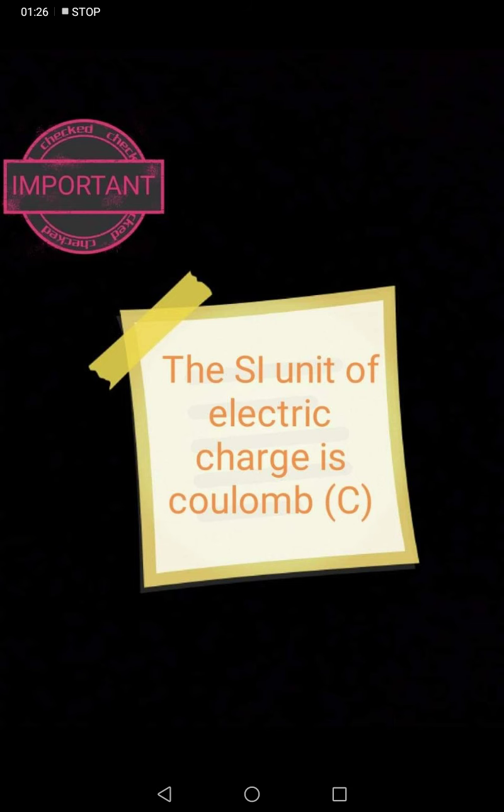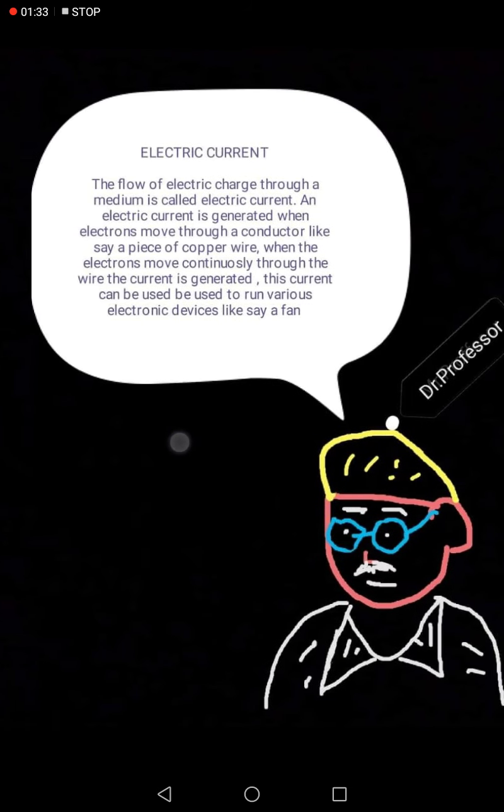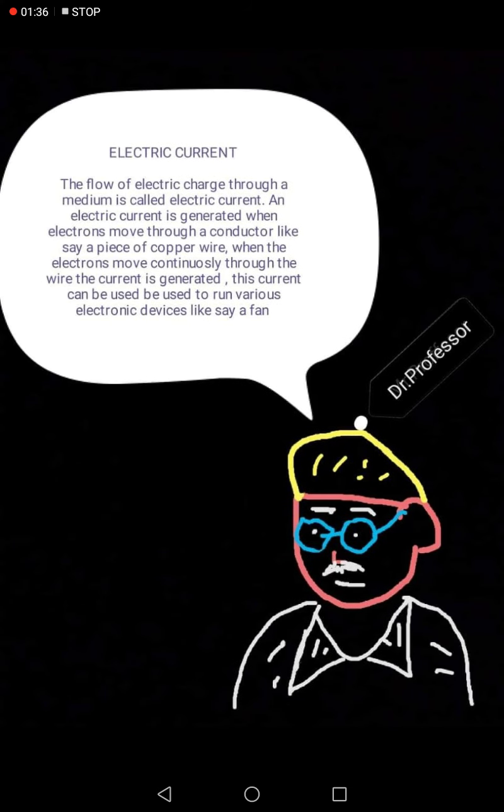A very important fact to be noted down is that the standard unit of electric charge is coulomb and is denoted by a capital C. Now let us understand what is electric current. The flow of electric charge through a medium is called electric current. An electric current is generated when electrons move through a conductor like a piece of copper wire. When the electrons move continuously through the wire, the current is generated. This current can be used to run various electronic devices like a fan or heater.